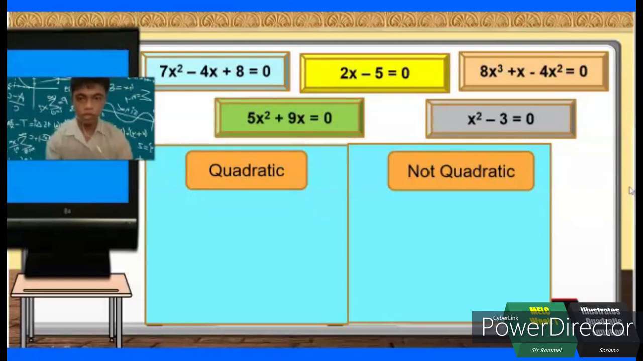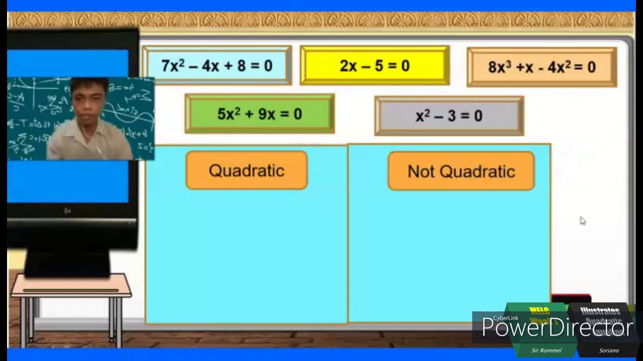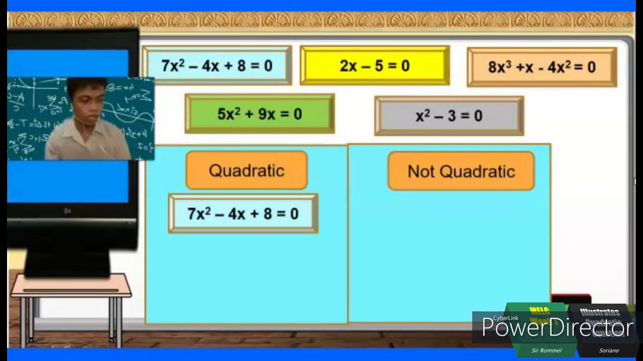Okay. So, for first equation, 7x squared minus 4x plus 8 is equal to 0. Anyone who will identify kung quadratic or not quadratic? Okay. Yes. So, the correct answer is quadratic. So, congratulations.